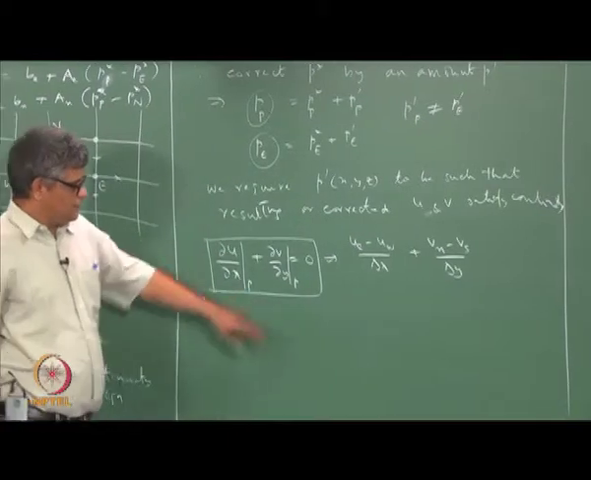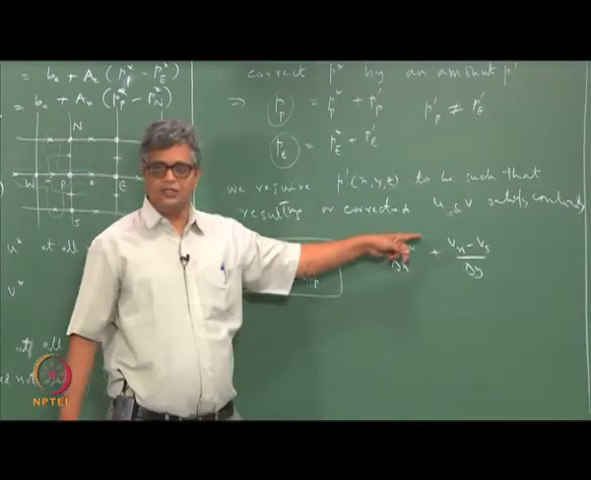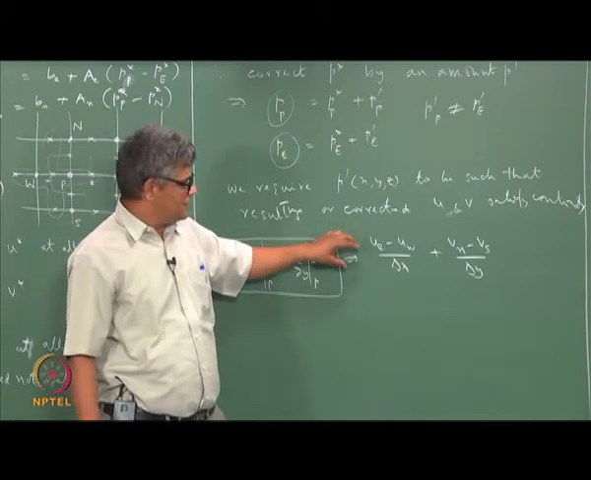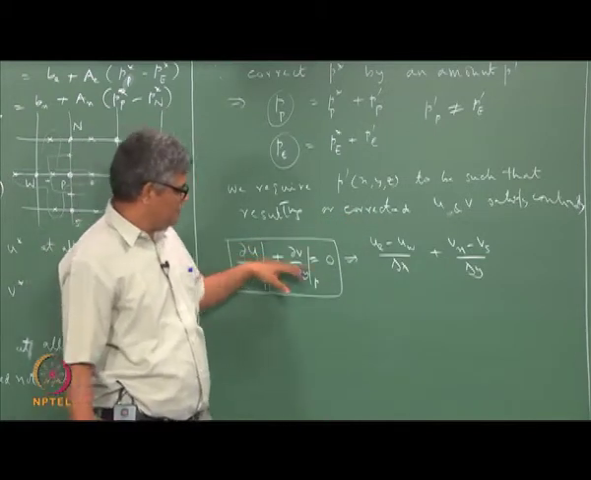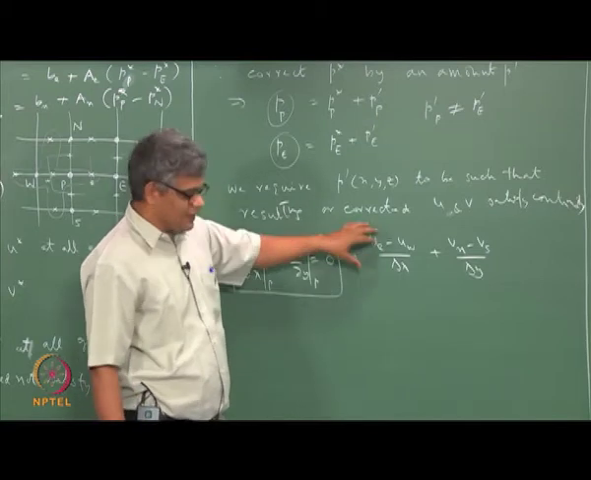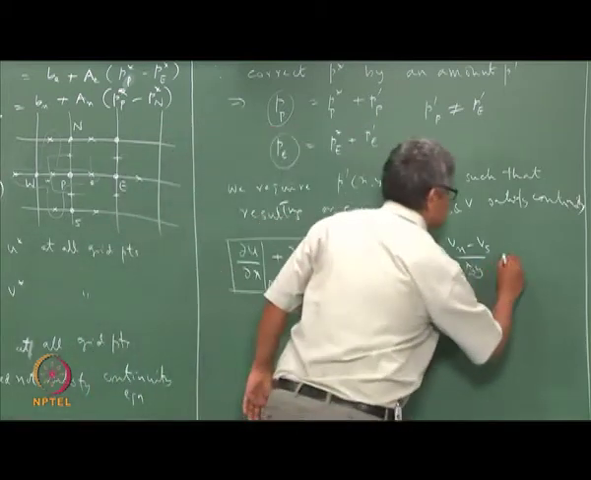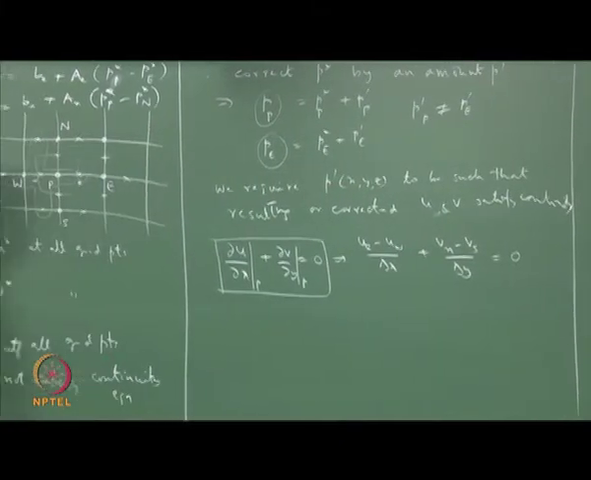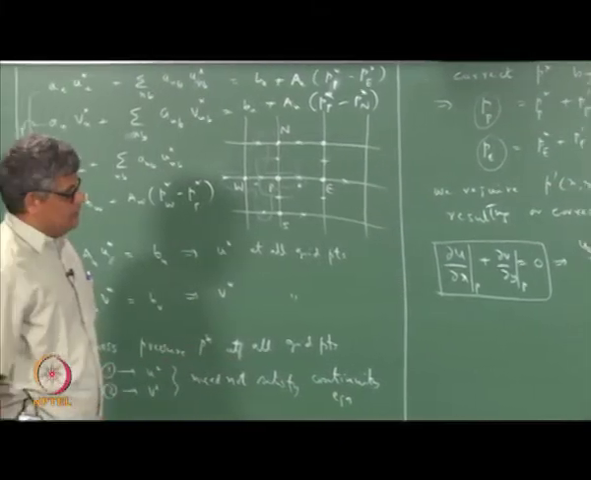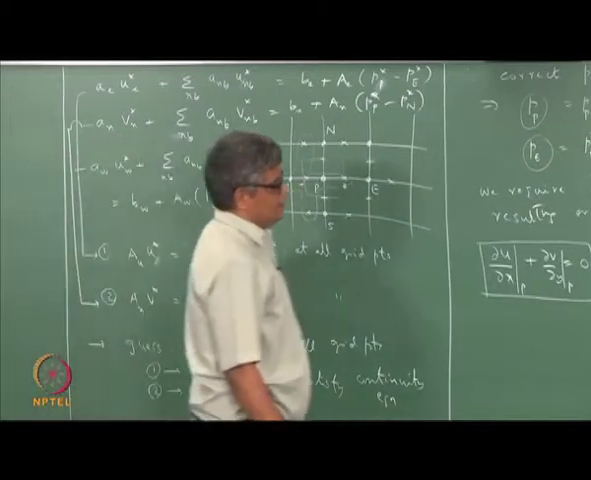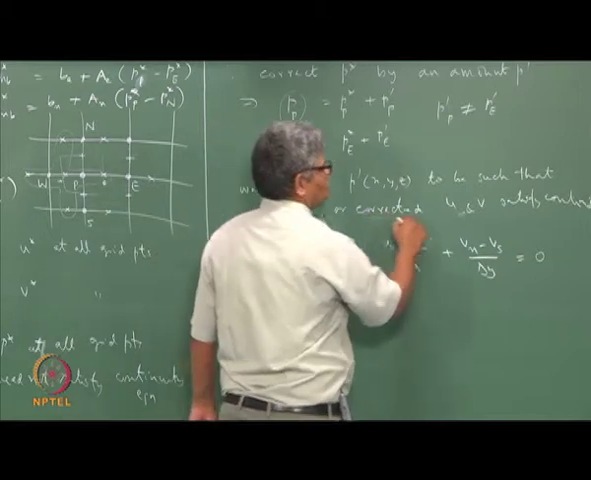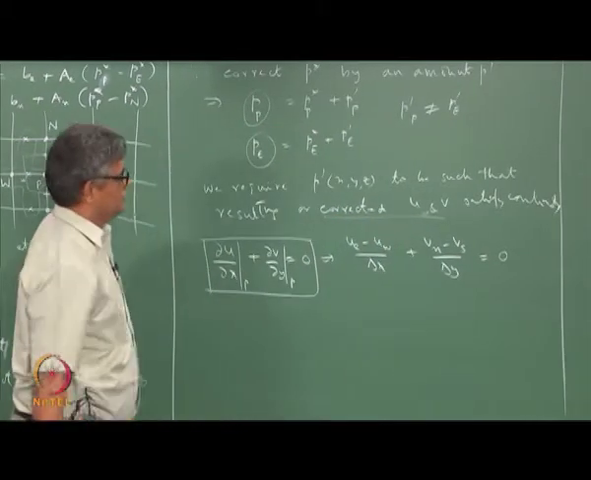We notice that here we are not putting any starred quantities, because these are supposed to be the corrected velocities such that they satisfy the continuity equation, and therefore, when we substitute the correct velocities, this should be equal to 0. Okay.